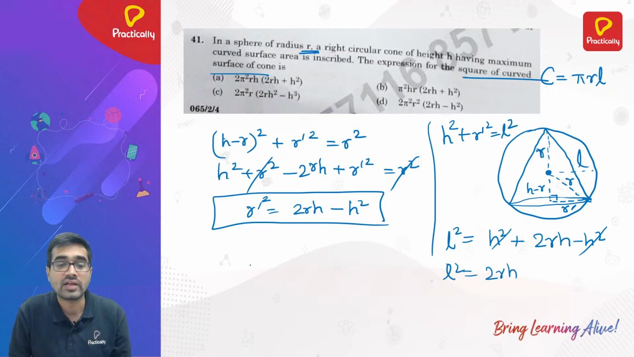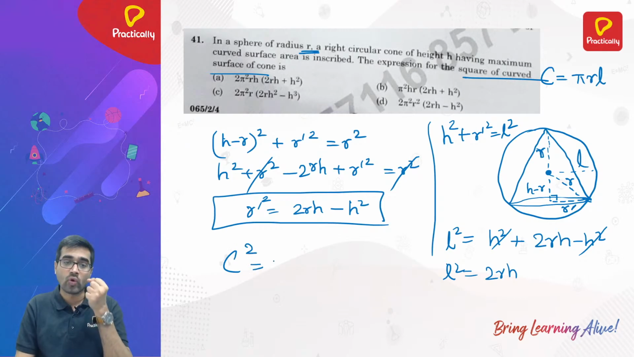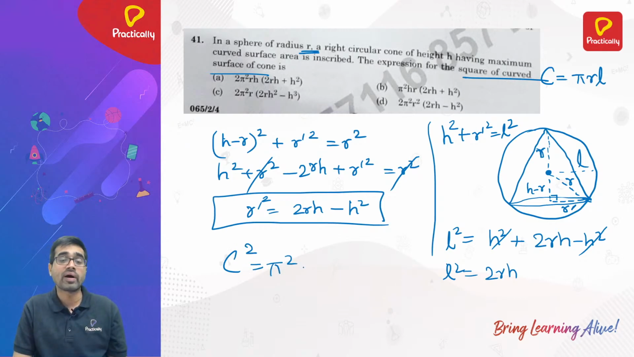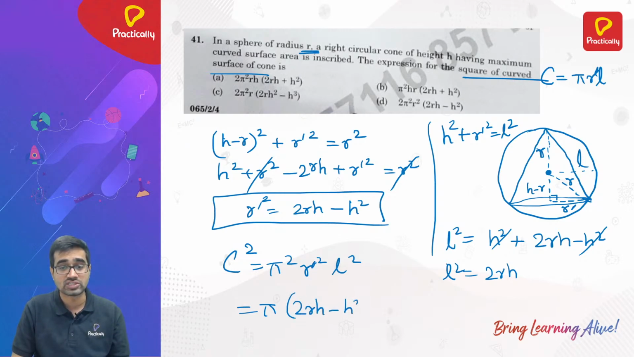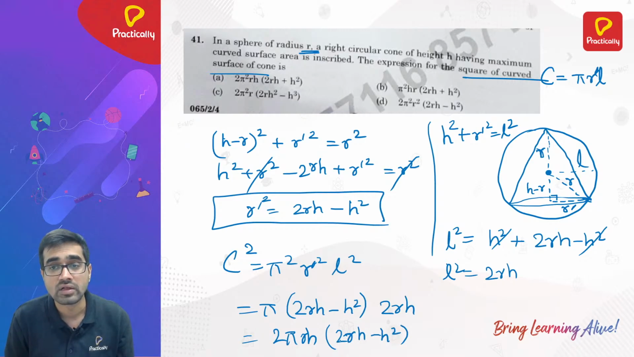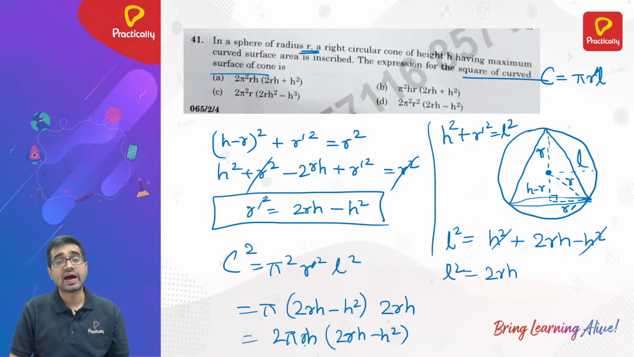Now again wait. You have to find the curved surface area square, CSA square. So it will be pi square r square l square. Wait, this is r dash because it is the radius of the cone, not of the sphere. So r dash square is 2rh minus h square, and l square is nothing but 2rh. You will write 2 pi rh times 2rh minus h square. You can take h common, so you will write 2 pi r h square.